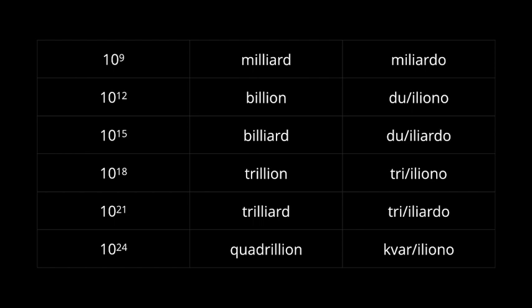Note there are two I's next to each other, they're in separate syllables. Tri is the number 3, and iliono is the suffix. A trilliard is a triiliardo, a quadrillion on the long scale is a quadriliono, and so on.